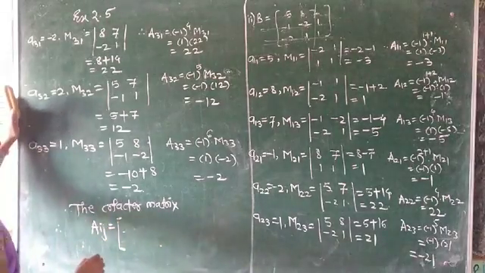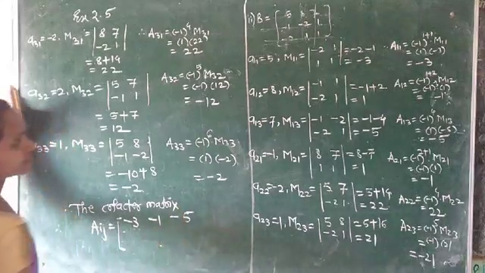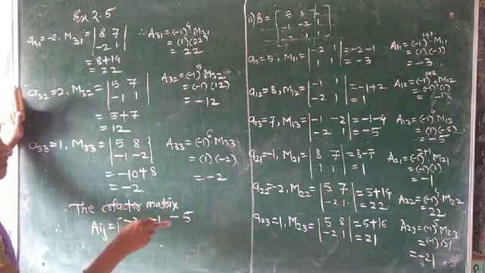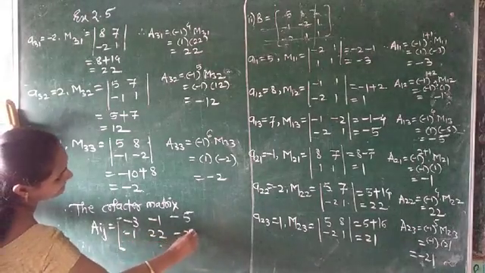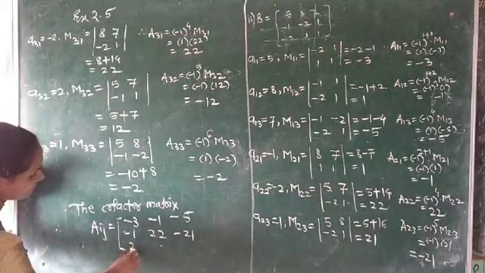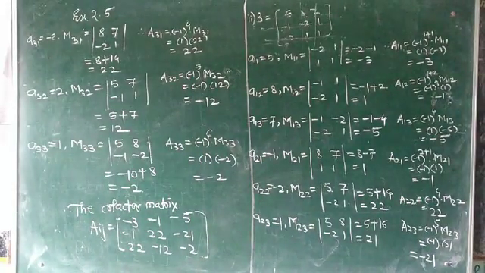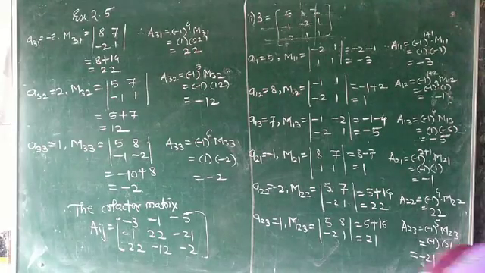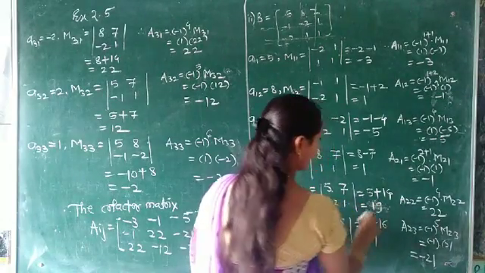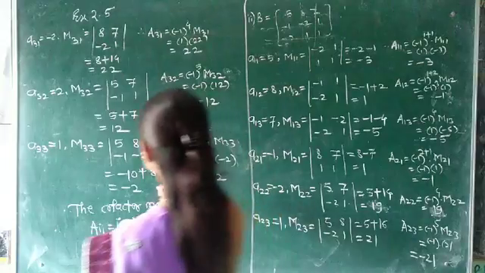Aij is equal to minus 3, minus 1, minus 5. Next, minus 1, 22, minus 21. Next, 22, minus 12, and minus 2. It is plus 5, check here. And A22, sorry, yeah, 5 plus 14, that is 19. So it is 19.